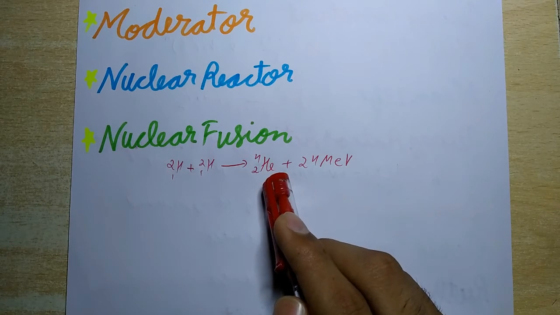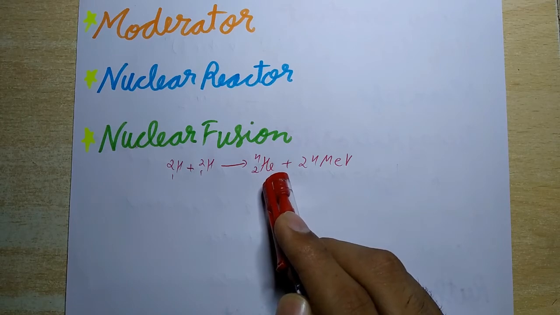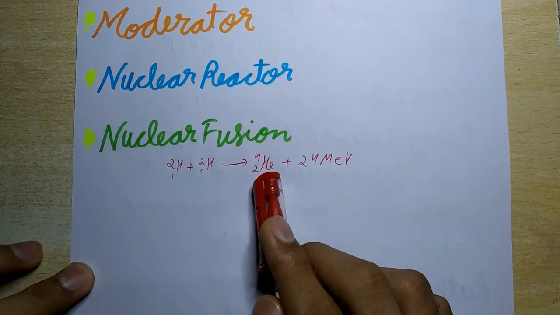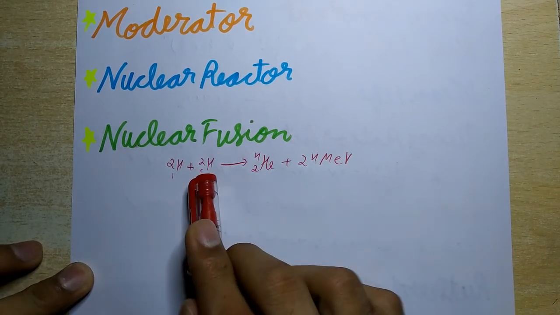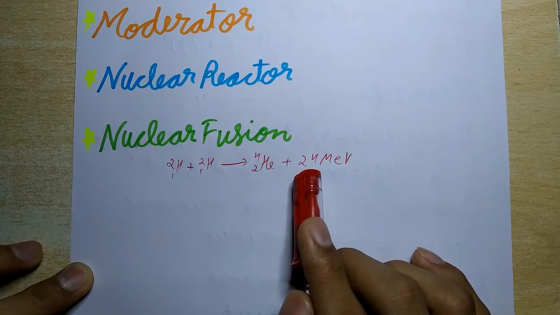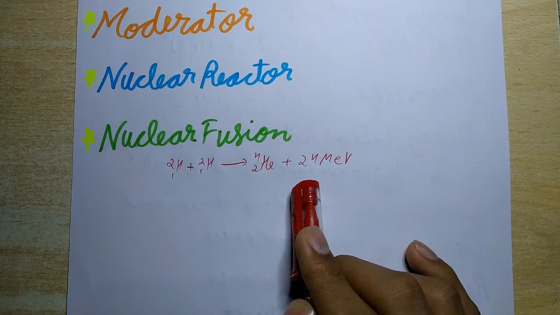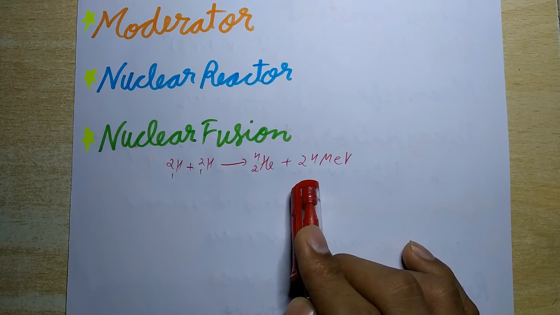It is the process of fusion of two smaller nuclei into a heavier nucleus with the liberation of a large amount of energy. For example, two hydrogen atoms get combined to form one helium atom and 24 mega electron volt energy. These reactions require extreme conditions of temperature and pressure so that the reacting nuclei can overcome their electrostatic repulsion. For this reason, these reactions are called thermonuclear reactions.